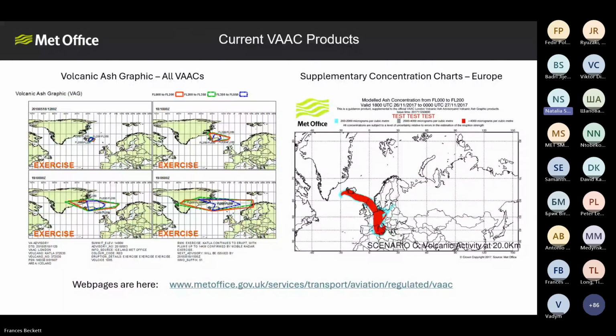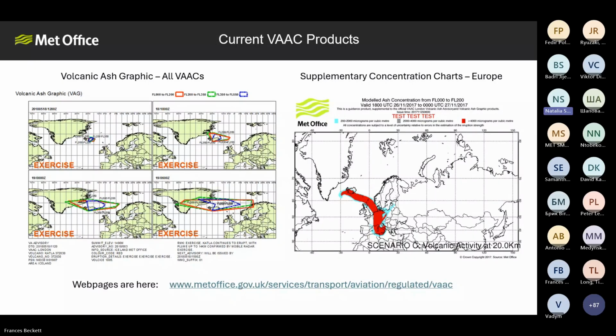So traditionally, this has come in the form of a volcanic ash graphic, or VAG. And we have an example of one of these on the left-hand side of the slide here. And these indicate the expected location of the ash cloud, defined as concentrations greater than 0.2 milligrams per meter cubed, up to 18 hours ahead, in the form of a very simple polygon. These are accompanied by a volcanic ash advisory, which is simply a text description of these polygons.